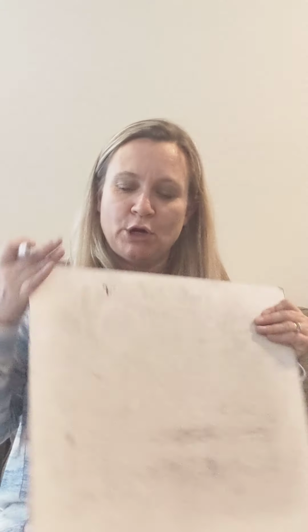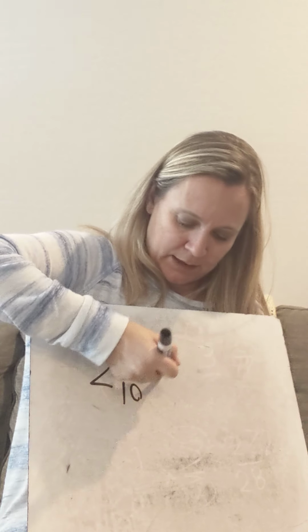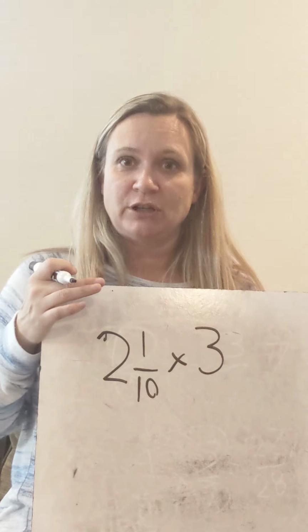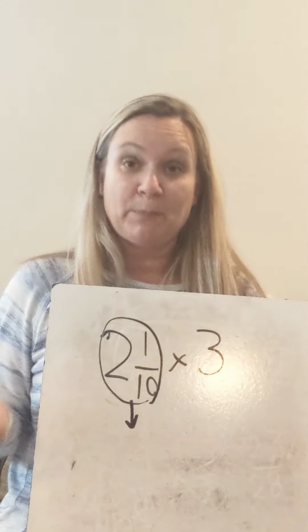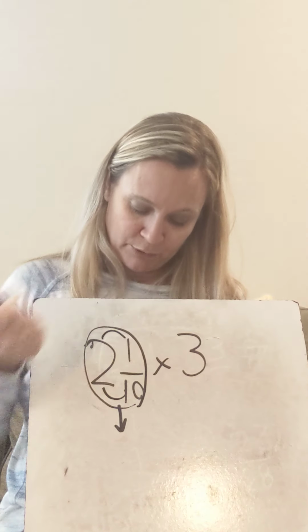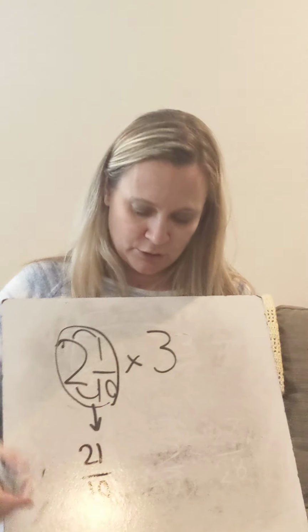So, what if we have a mixed number and we want to multiply that mixed number by a whole number, such as 2 and 1/10, and I'm multiplying that by 3. Well, remember, we want to have a fraction by a fraction. So, I have to change this first to an improper fraction. 10 times 2 is 20. 20 plus 1, 21 over 10 is my improper fraction.